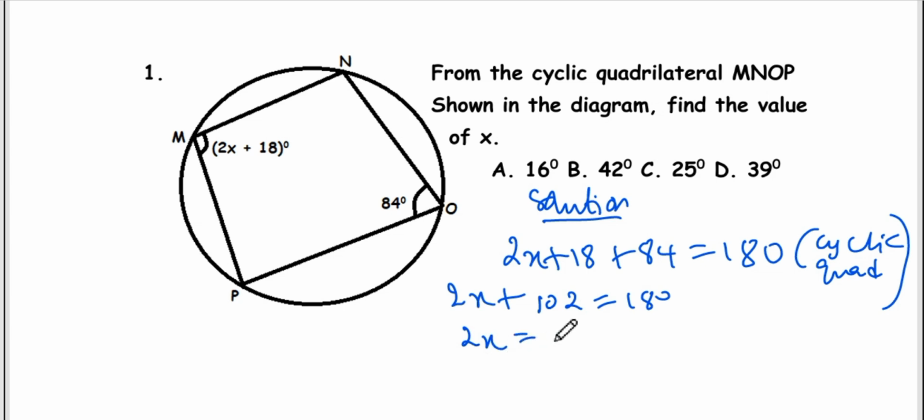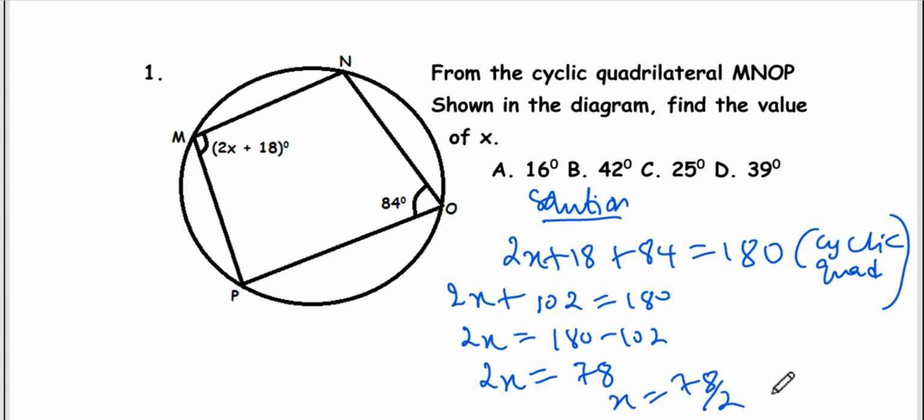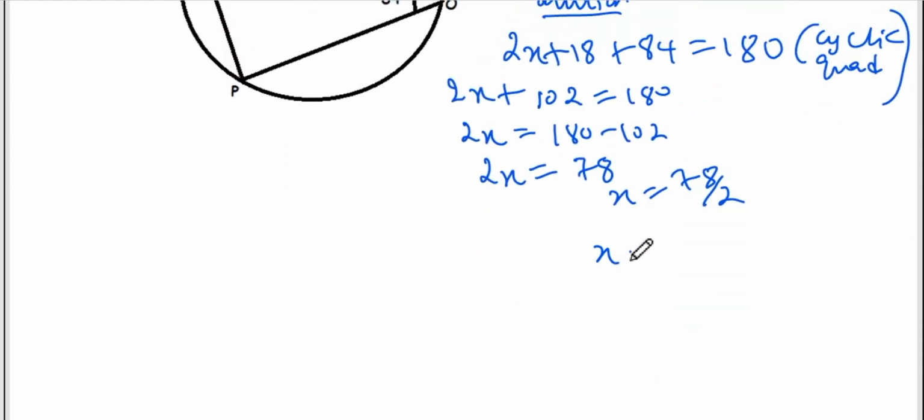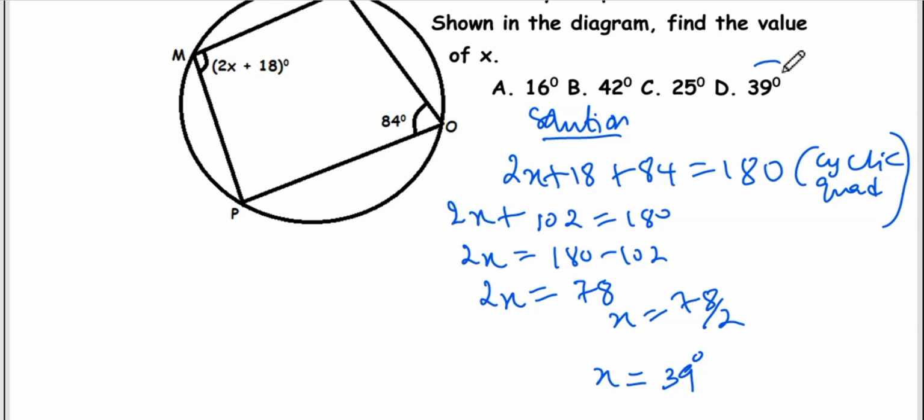So 2x is equal to 180 minus 102. That's 78. So divide both sides by 2. x is equal to 78 divided by 2. So x is equal to 39 degrees. That's option D.